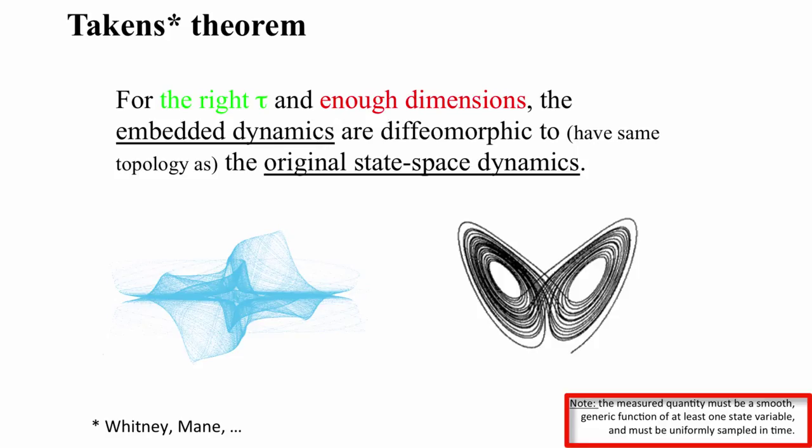That is, we'll assume that the measured quantity is a smooth generic function of at least one of the state variables, and we'll assume it's uniformly sampled in time. For the examples I'll be showing you, this was the case.